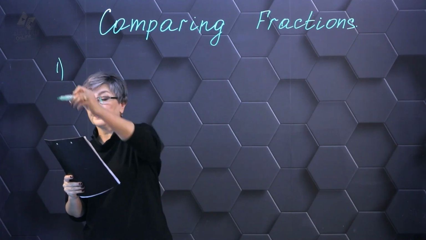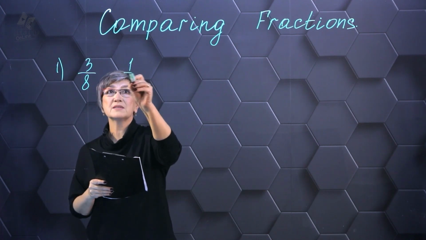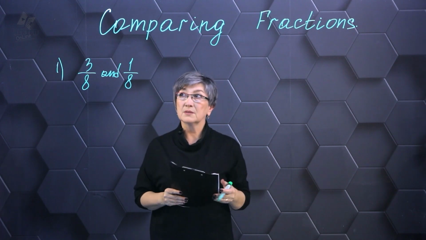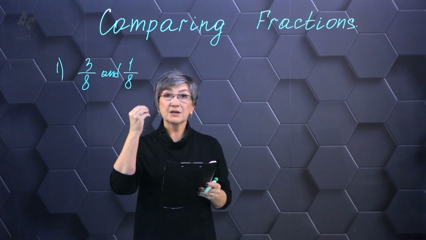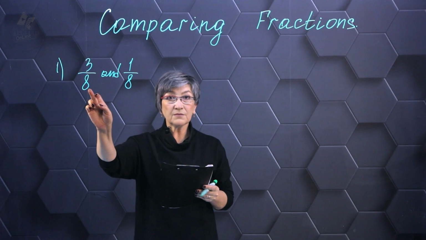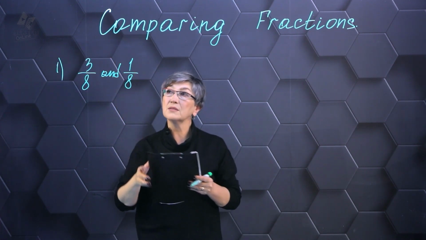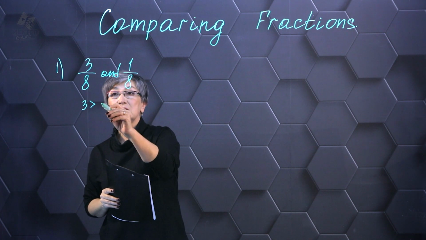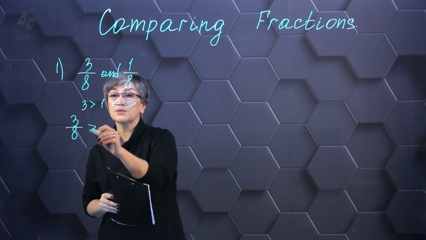Okay, first example. I need to compare fractional numbers, 3/8 and 1/8. That is, I need to put a greater than or less than sign to compare these fractional numbers. I remember the rule and notice that fractional numbers have the same denominator. And this is very important. If the denominator is the same, then we are just comparing numerators. I realize that 3 is a numerator, is greater than 1. And from that, I conclude that 3/8 is greater than 1/8.